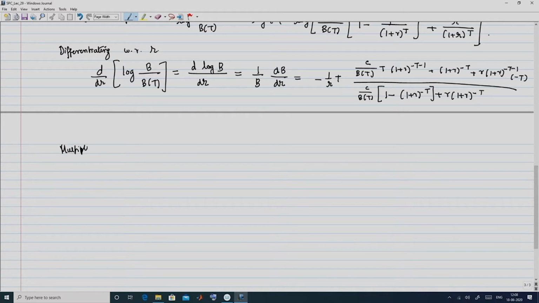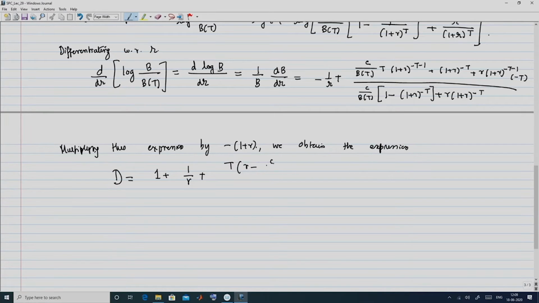So, multiplying this expression by minus of 1 plus r, so that we obtain the duration D, we obtain the expression D is equal to 1 plus 1 over r plus capital T into r minus c over b of capital T minus of 1 plus r, divided by c over b of capital T into 1 plus r raised to T minus 1 plus r.